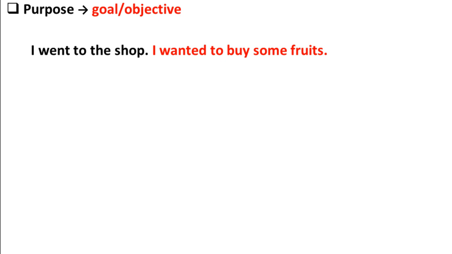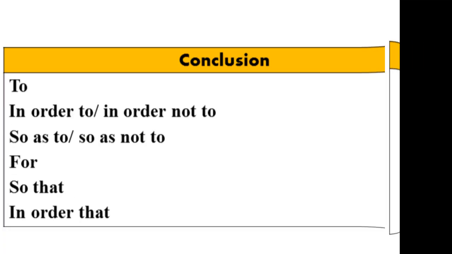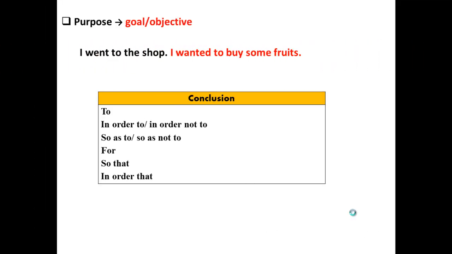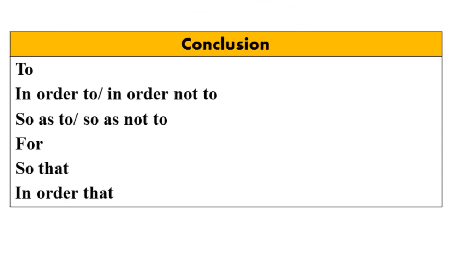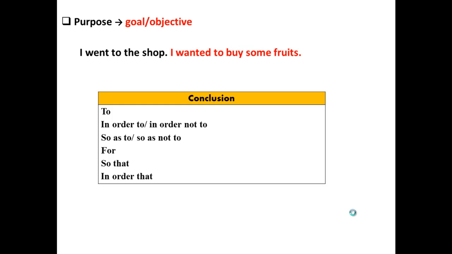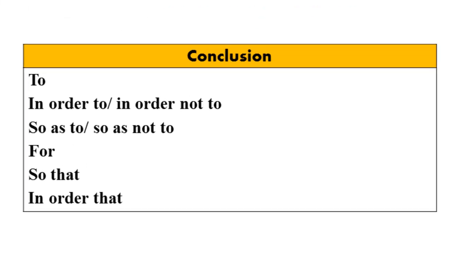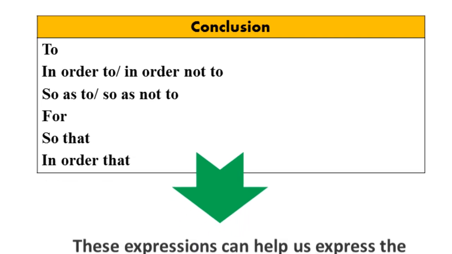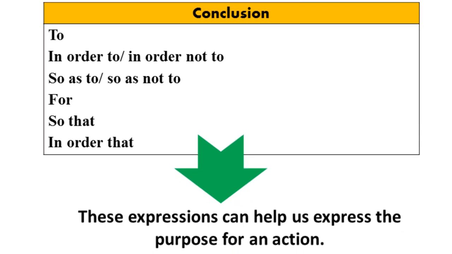So for linking such pairs of sentences in one sentence, we can use different expressions like to, in order to, and its negative form in order not to, so as to, and its negative form so as not to, for, so that, and in order that. So all these phrases help us express the purpose of an action or the purposes for which we do certain actions.